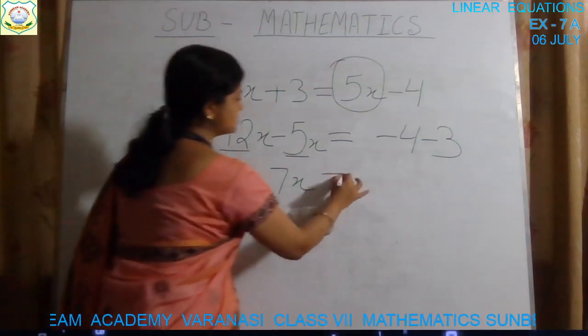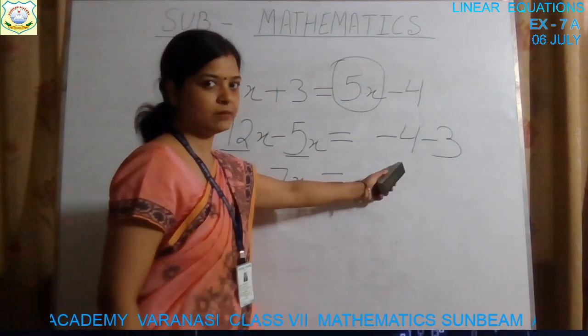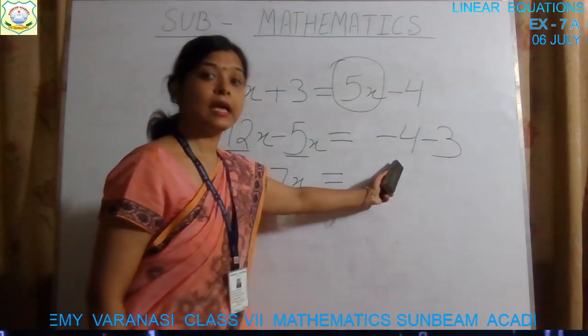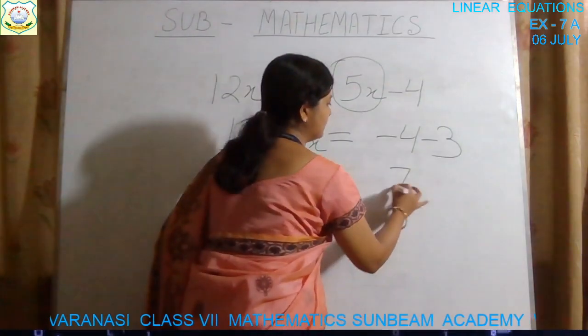That is equal to, now children, apply integers. Both are negative. Both the numbers are negative. You will add them. 4 and 3, when you add them, it is 7.